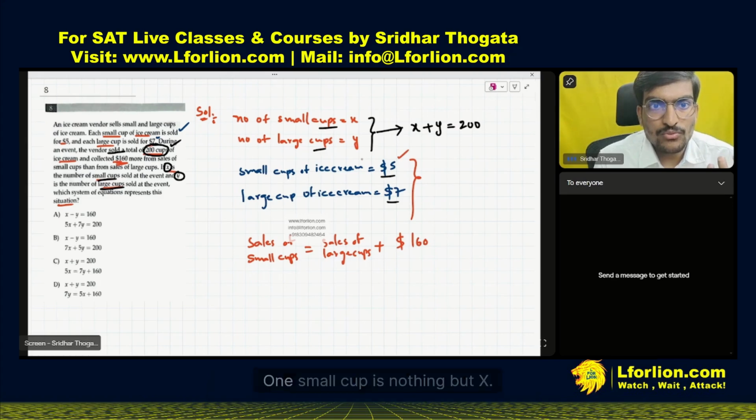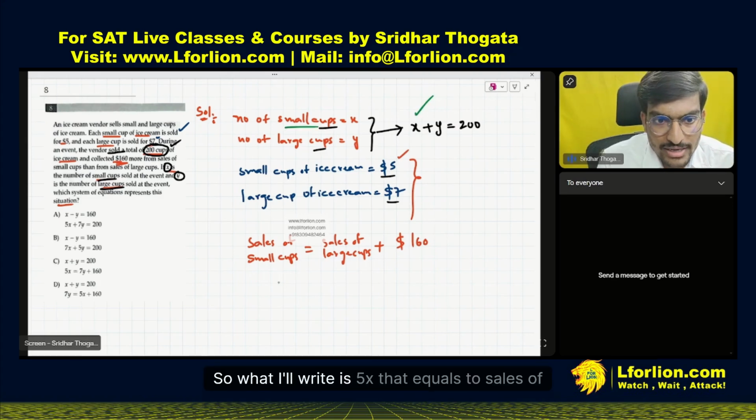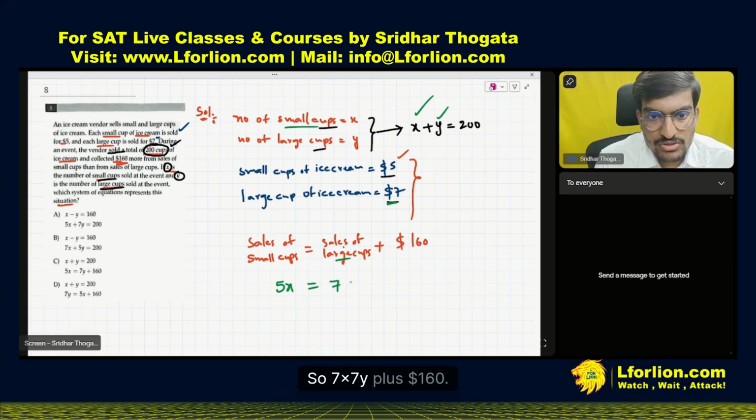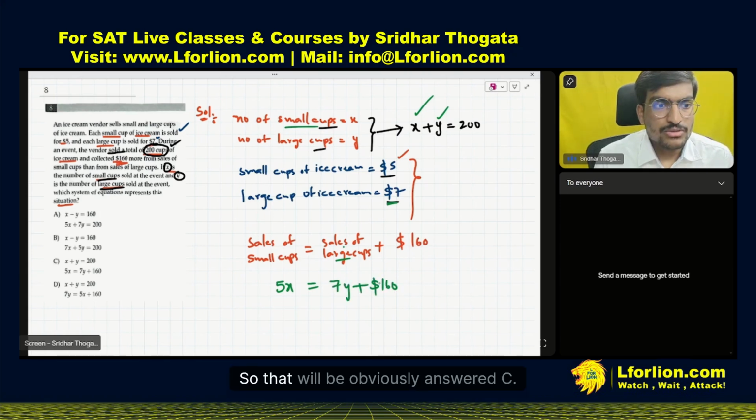So sales of small cups is what? One small cup is $5, and the number of small cups is X. So I'll write 5X, which equals the sales of large cups. Large cups are represented by Y, and one large cup is $7. So 7Y plus $160. So that will obviously be answer C.